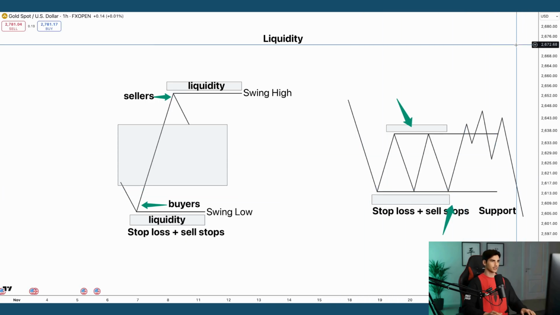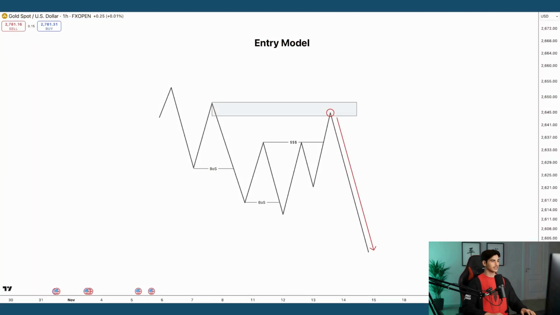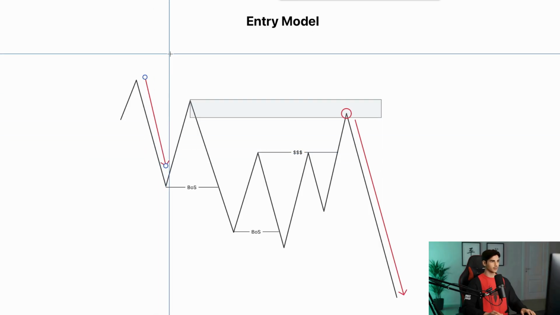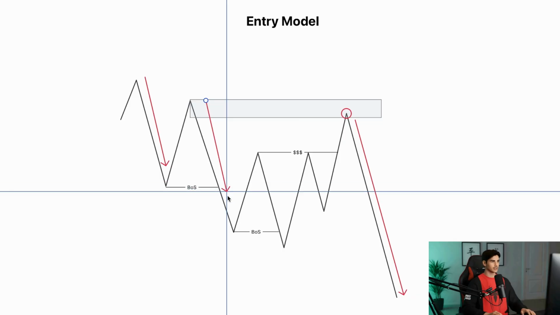And probably now you can see how we're starting to formulate a trading setup. So this is the entry model that I want to show you in this video, using structure and liquidity together. Let me break it down. What we've got is a bearish market. We have bearish impulses, and then we have the small corrective moves as discussed.